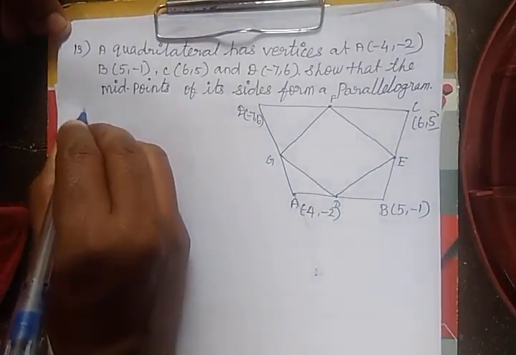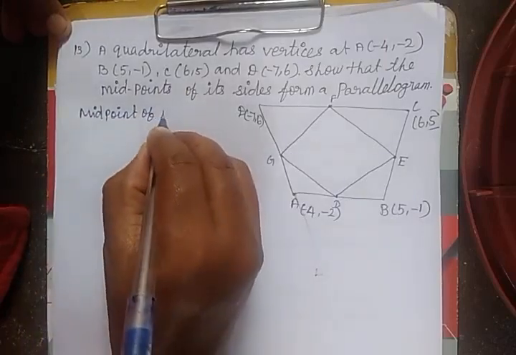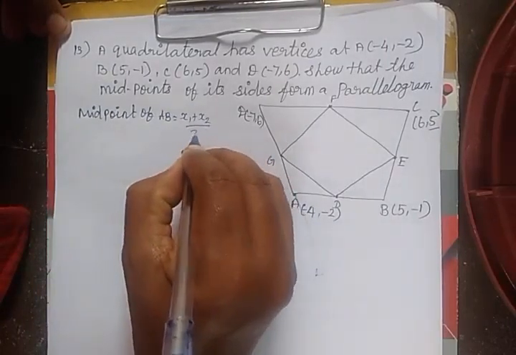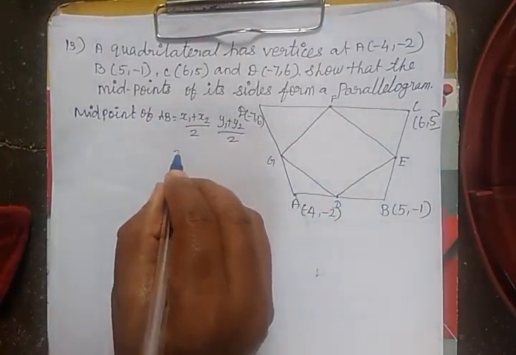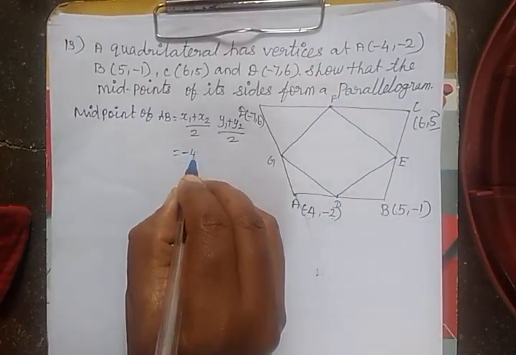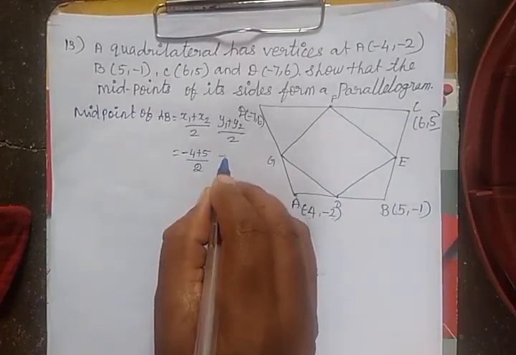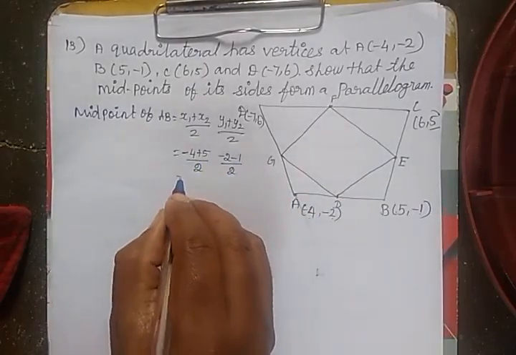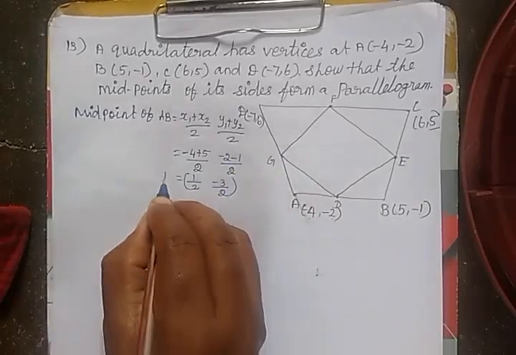So midpoint of AB. Midpoint of AB is equal to, as you already know, (x1 plus x2) by 2, (y1 plus y2) by 2. Here x1, y1, x2, y2: x1 is minus 4, x2 is 5, y1 is minus 2, y2 is minus 1. So minus 4 plus 5, that is 1 by 2, and minus 3 by 2. So this is the point D.